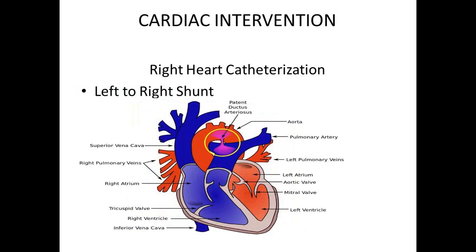So you can also have what we call a PDA, a patent ductus arteriosus, where you have a communication between your aorta and the pulmonary trunk. So you're going to have a mixture of your oxygenated blood from the aorta into the pulmonary trunk. So the oxygen step up is not going to be at the atrial level. It's not going to be at the ventricular level. It's going to be at the pulmonary artery level. That's where you're going to get your oxygen step up.